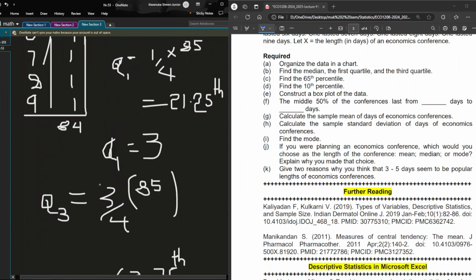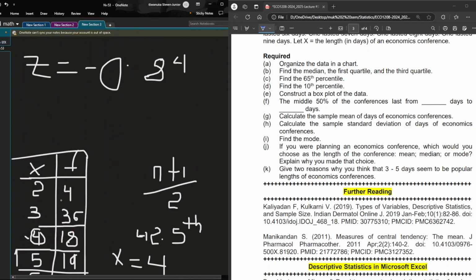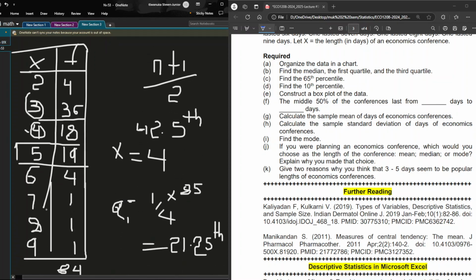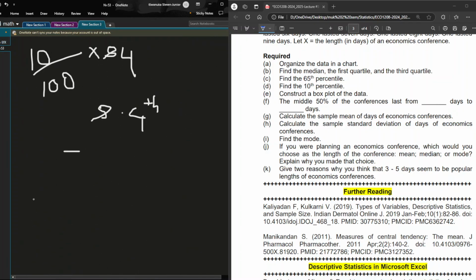And when you come here, 8 falls in between 4. The 4th conference had ended, but the 36th conference had not ended. So it means our x value is 3. So giving us 3 was on the third day that this conference was held.